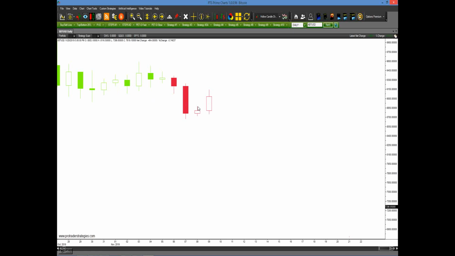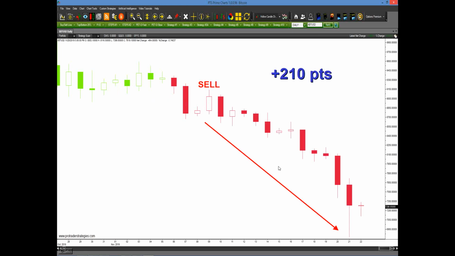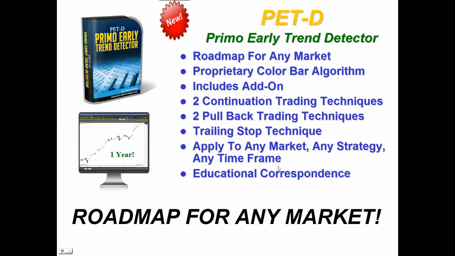We have our pattern here. We have a high, and then we have the next red bar closing above that high. So this is a valid sell signal. Bitcoin fell over 200 points coming into this past week, okay? So let's break it down.